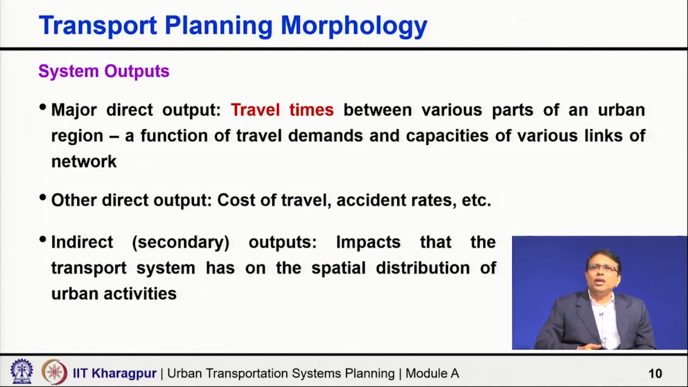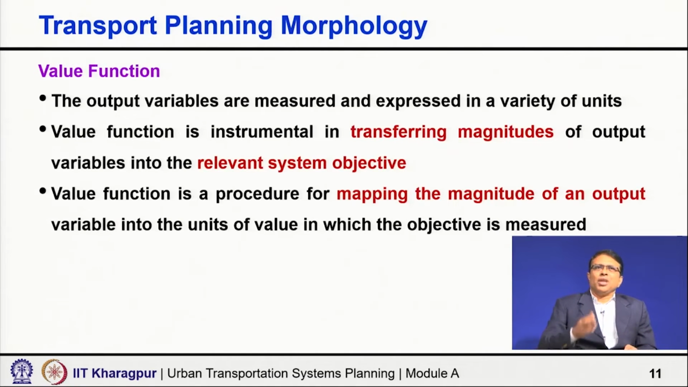There are other direct outputs, maybe the cost of travel, the accidents, if you can predict that, and there are other secondary outputs, that is the impact the transportation system has on the spatial distribution of urban activities. Because as we said, land use and transport are interrelated. So, whatever the transport system is, if connectivity between two places is good and you can reach faster with less congestion, obviously that will influence the development of that area. So, these are all various indirect outputs, even the emissions and all other things.